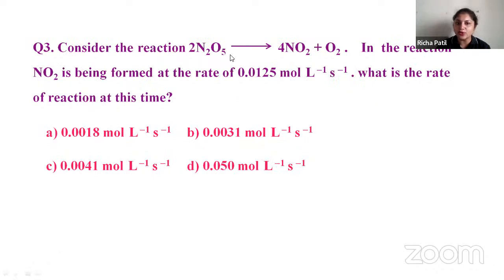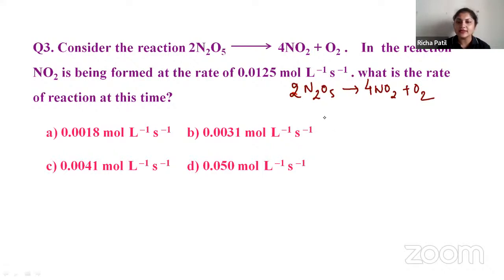Consider the reaction 2N2O5 giving you 4 NO2 plus O2. In the reaction, NO2 is being formed at the rate of 0.0125 mole per liter per second. What is the rate of the reaction at this time? So you have to write the rate of the reaction. First step is what? You have to write the rate of the reaction for this particular 2N2O5 giving you 4 NO2 plus O2.